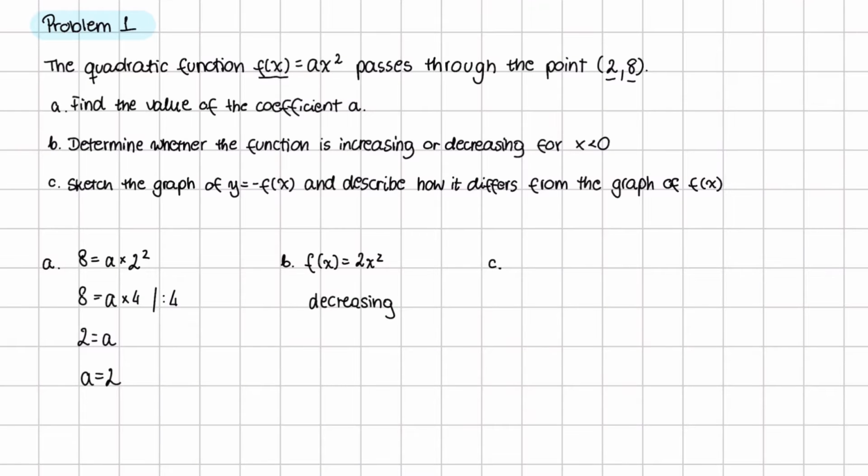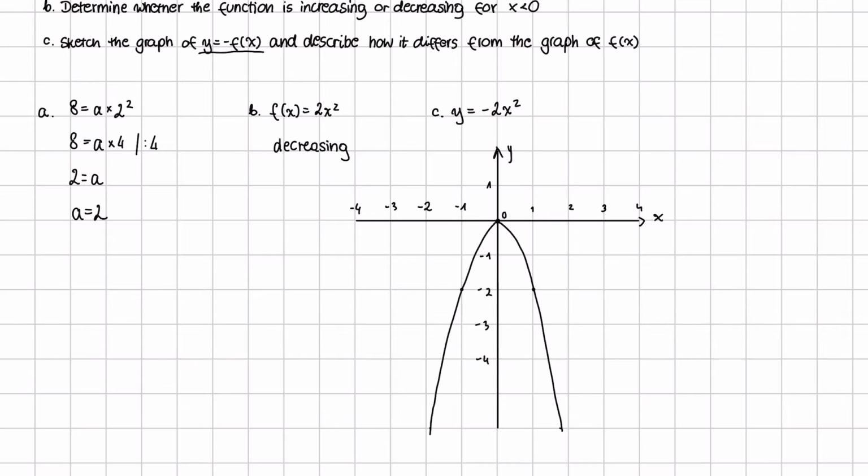In C, we have to sketch the graph of y equals minus f(x) and describe how it differs from the graph of f(x). So this means that we need to put minus in front of our function, so it looks like this, minus 2x squared. And this means that our function is just reflected over the x-axis, and now we can graph it. Your graph has to look like this.